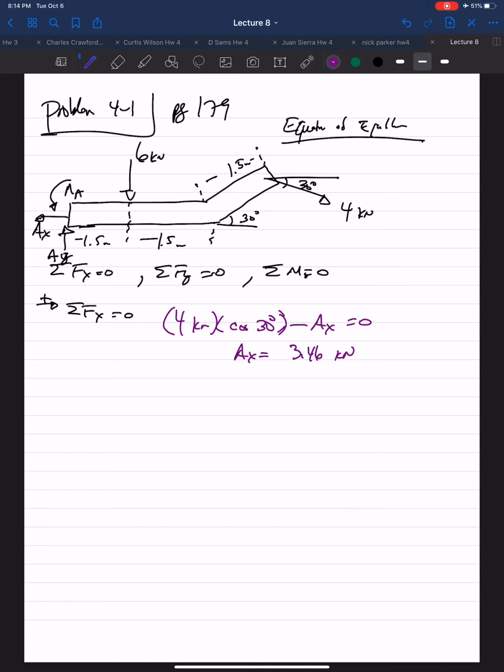So my Ay, sum of my forces in the y direction must be equal to 0. These are requirements for equilibrium. So then I have Ay minus 6 kilonewtons minus 4 kilonewtons times sine of 30 degrees, and set it to equal 0. Solving for Ay, put the 6 kilonewtons and the 4 times sine 30 on the other side of the equal sign. Ay is equal to 8 kilonewtons.